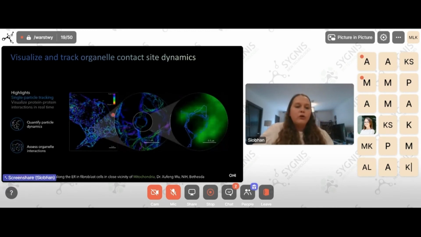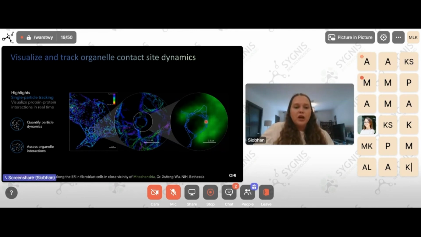We can even go one step further with the single particle tracking. We can zoom into the diffusion coefficients and the tracks that have been built up through the software, and we can use this to identify proteins that are within close proximity to the mitochondria. You can see this in this inset here.